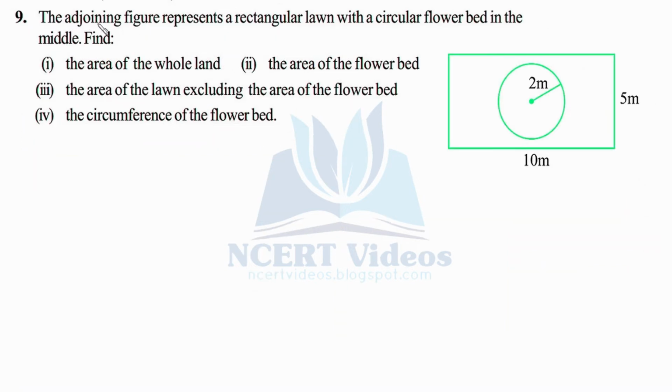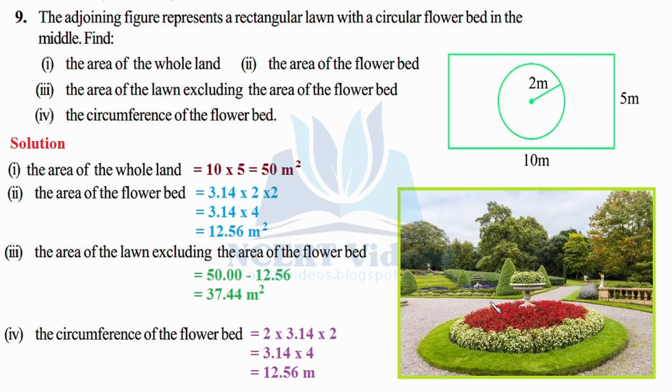9th, the adjoining figure represents a rectangular lawn with a circular flower bed in the middle. Find first the area of the whole land, second the area of the flower bed, third the area of the lawn excluding the area of the flower bed, and last the circumference of the flower bed. Here we have a circular flower bed. The same is represented in this figure, of radius 2 meter, which is inside a rectangular field of dimensions length 10 meter and breadth 5 meter.